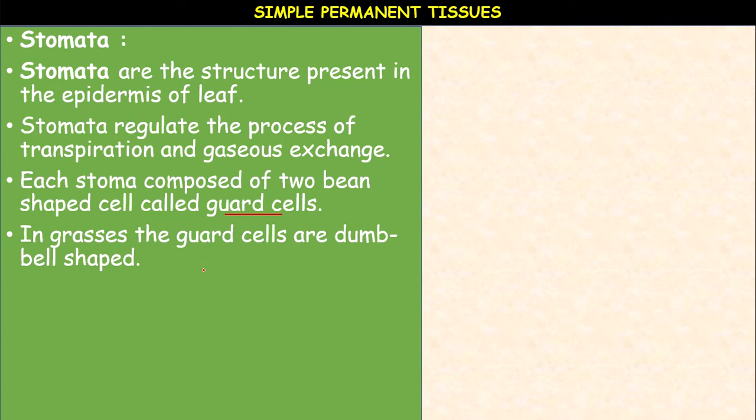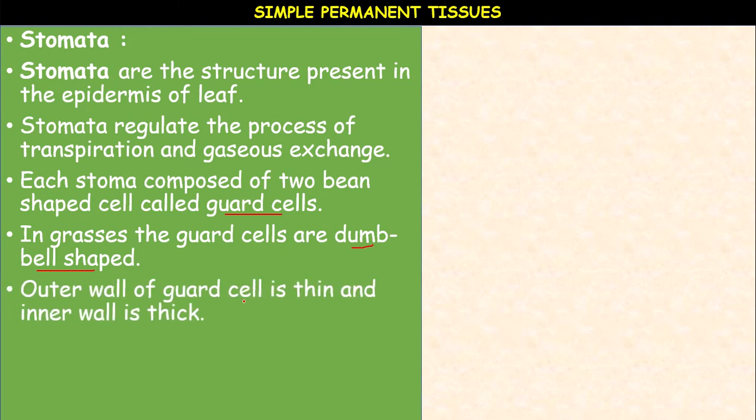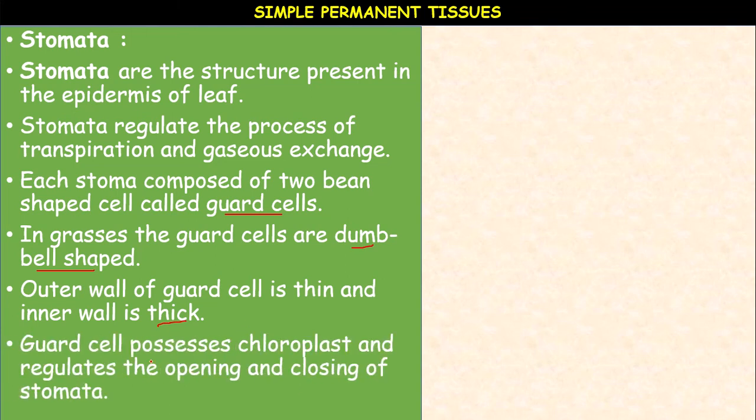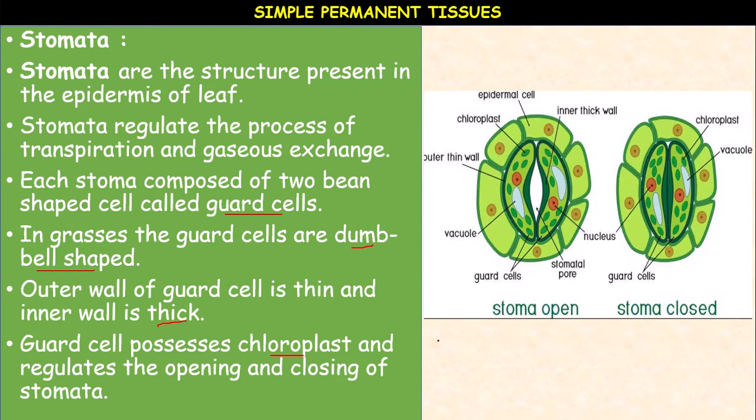In grasses, the guard cells are dumbbell shaped. The outer wall of the guard cells is thin and the inner wall is thick. The guard cells possess chloroplasts and regulate the opening and closing of stomata. So, here is the stoma opened, and stoma closed. Stomata is the plural. This opening and closing of stomata is guarded by guard cells.